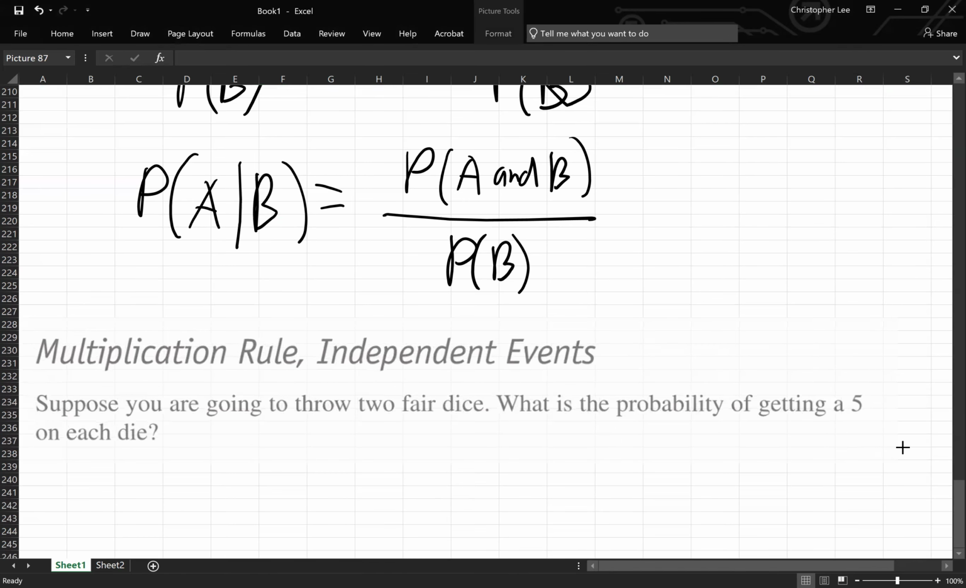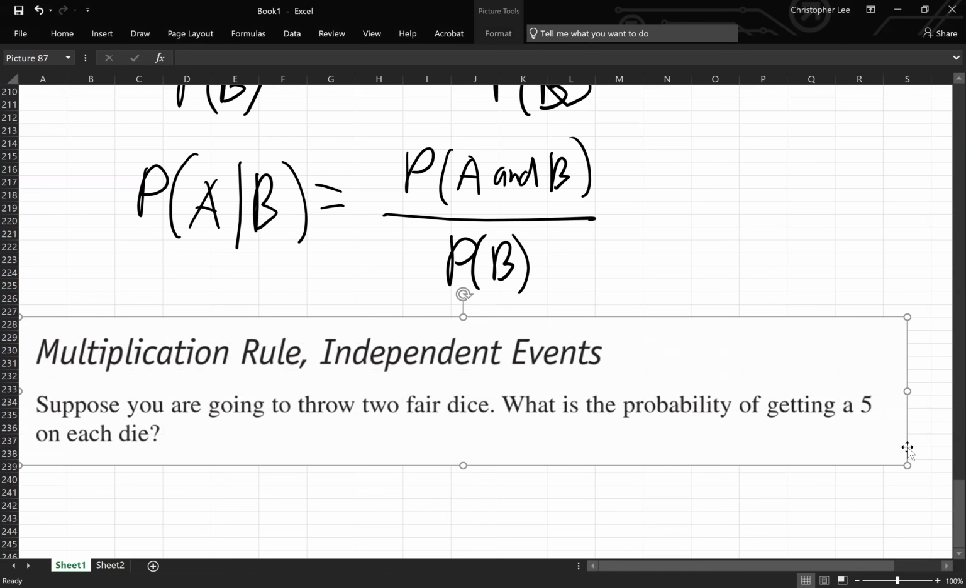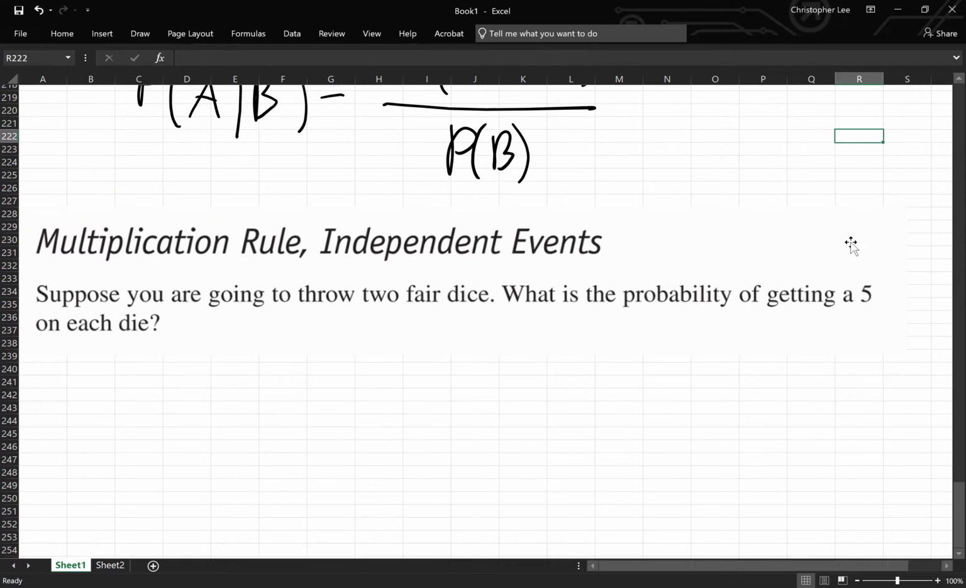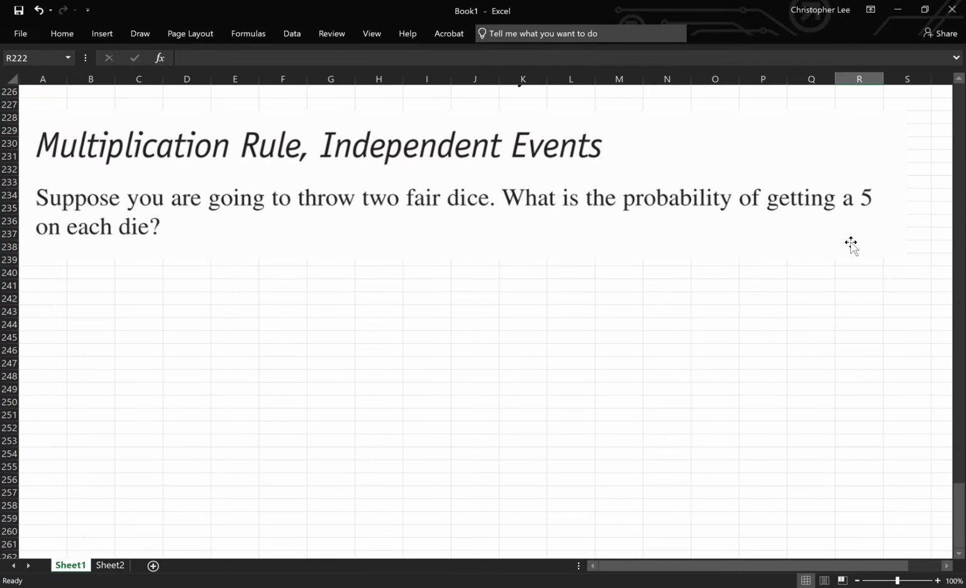Multiplication rule for independent events. Suppose we're going to throw two fair dice. What is the probability of getting a 5 on each die? If you are throwing two fair dice, what is a fair die?